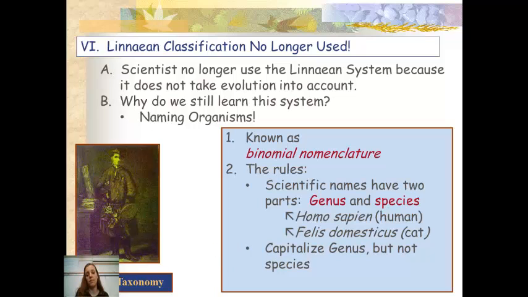You always capitalize genus, but you never capitalize species. And you either underline the name or use it in italics. This is why you see Homo sapiens and Felis domesticus in italics. So the Linnaean system is no longer used in order to classify organisms, but it is still used to name organisms.